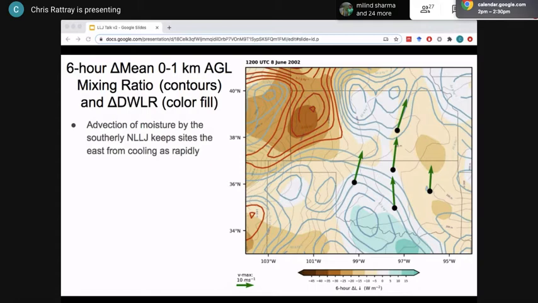So this suggests that moisture advection by the southerly jet may act as a self-enhancing mechanism by keeping the sites to the east from cooling as rapidly, due to not decreasing the downwelling long wave as much.